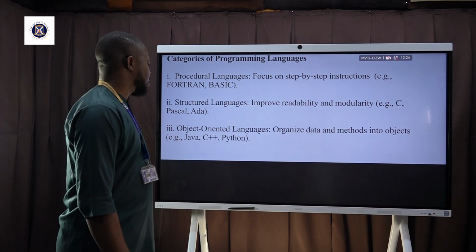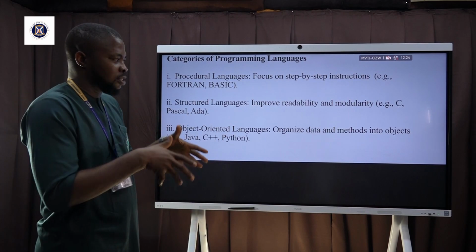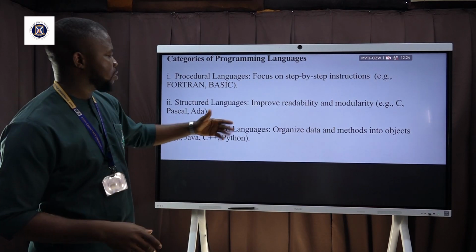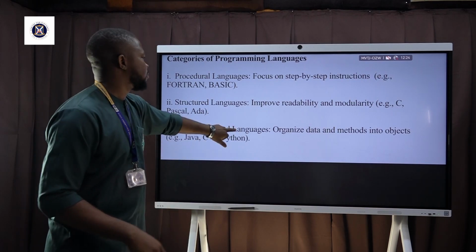Then number 3, we have object-oriented programming. This organizes your data and methods into objects, and examples are your Java, your C++, your Python.